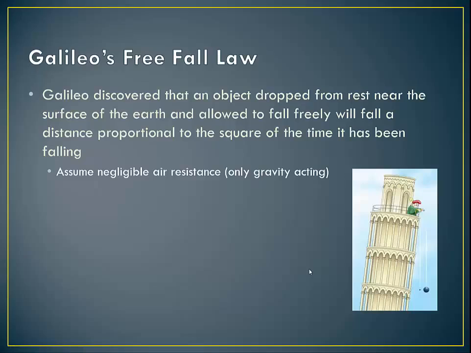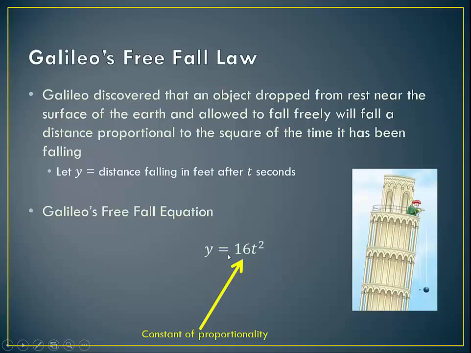Galileo's free-fall law, a very famous law that he discovered, says that an object dropped from rest near the surface of the earth and allowed to fall freely will fall a distance proportional to the square of the time it has been falling. So in other words, we're just saying only gravity's acting. If I let y equal the distance fallen in feet after t seconds, then Galileo came up with this equation that said the distance fallen equals this constant of proportionality times the number of seconds squared.